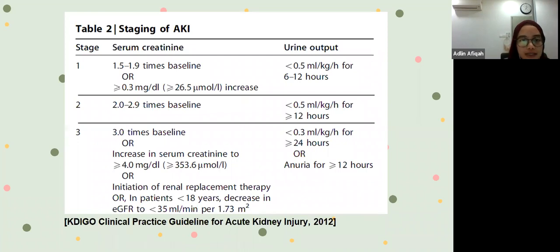So according to the staging of AKI, stage 1 for serum creatinine is between 1.5 to 1.9 times baseline. Stage 2 is 2 to 2.9 times baseline, and for stage 3, it is 3 times baseline, or increase in serum creatinine to at least 4 milligram per deciliter, or initiation of renal replacement therapy, or in patients below 18 years old, decrease in eGFR to less than 35 ml per minute per 1.73 meters square.